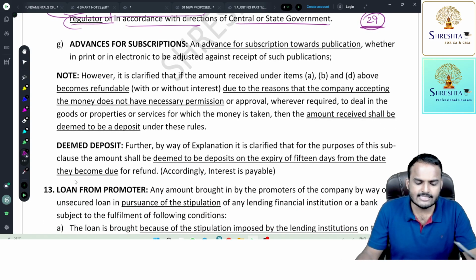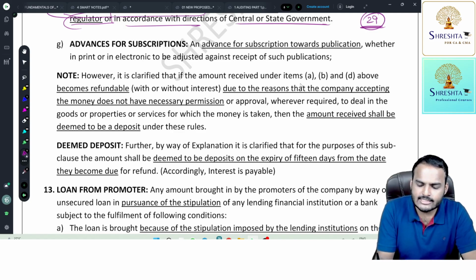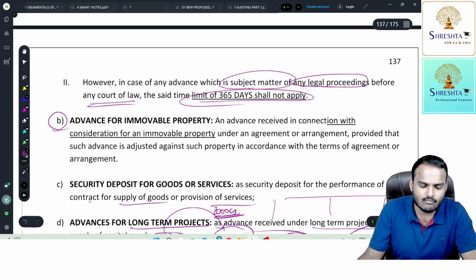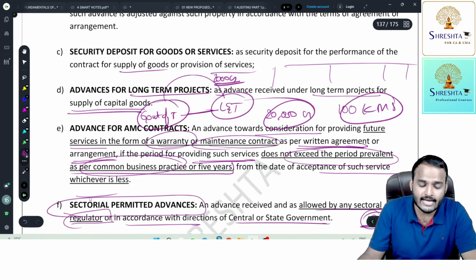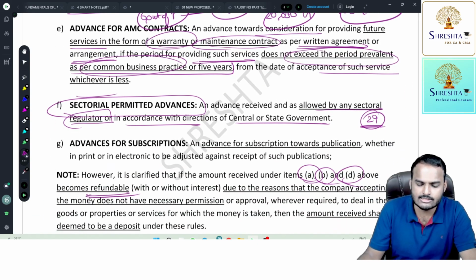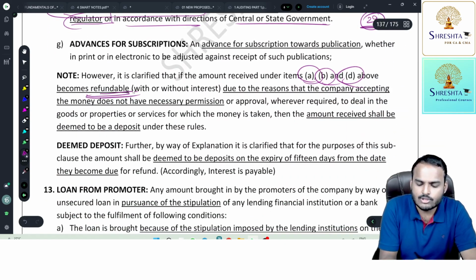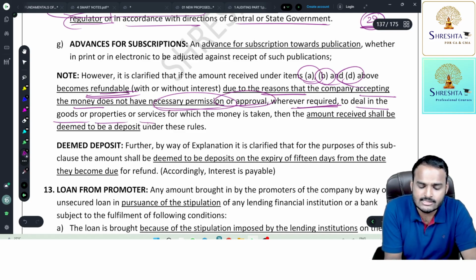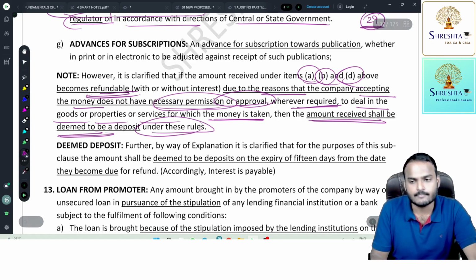Note, however, it is clarified that if the amount received under items A, B, and D above becomes refundable, so A, business advance; B, advance for immovable property; and D, advance for long-term projects. So these 3 points, if they become refundable due to reasons that the company accepting the money does not have necessary permission or necessary approval wherever required to deal in the goods or properties or services for which money is taken, then the amount received shall be deemed to be a deposit under these rules.